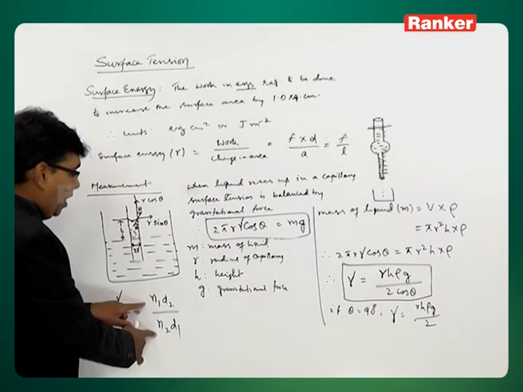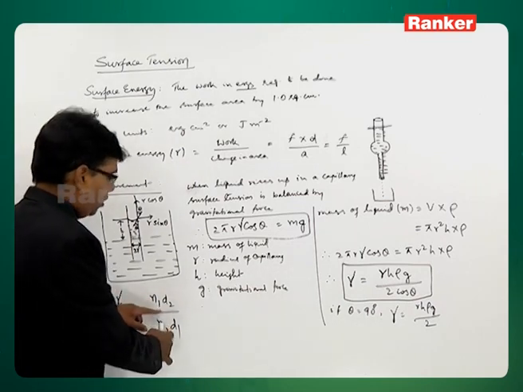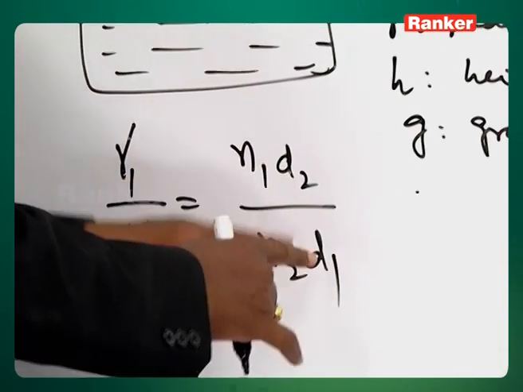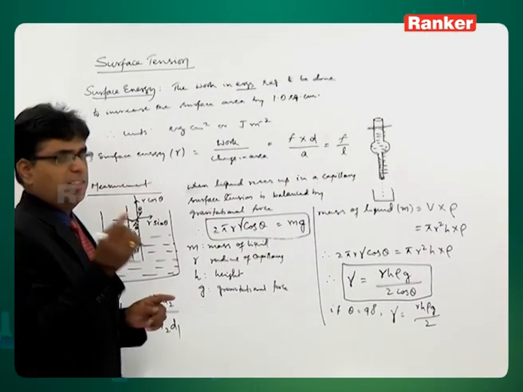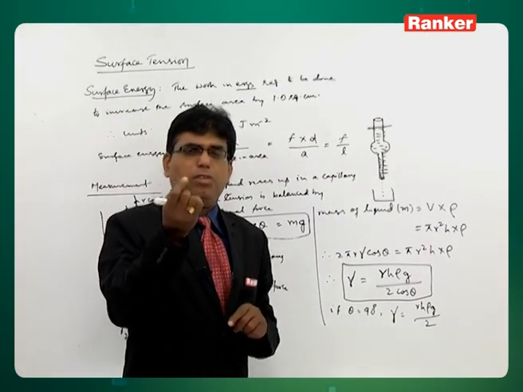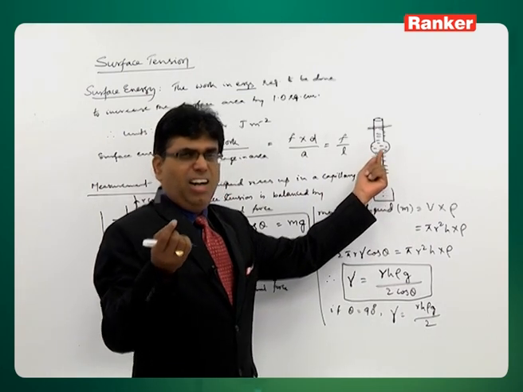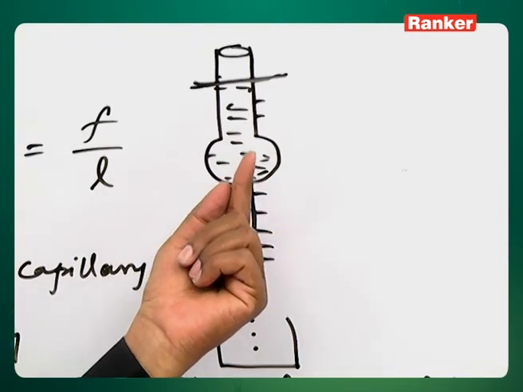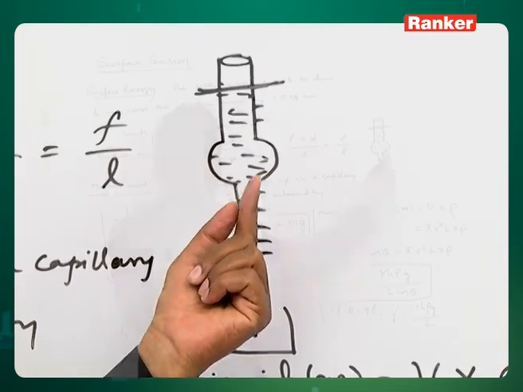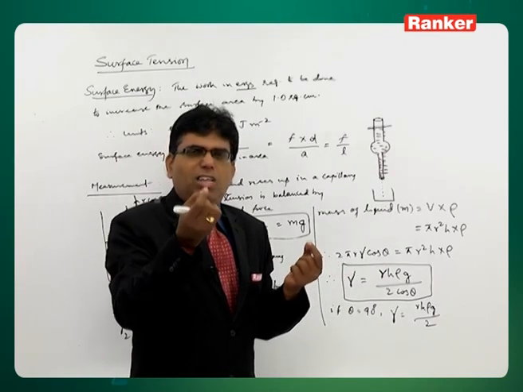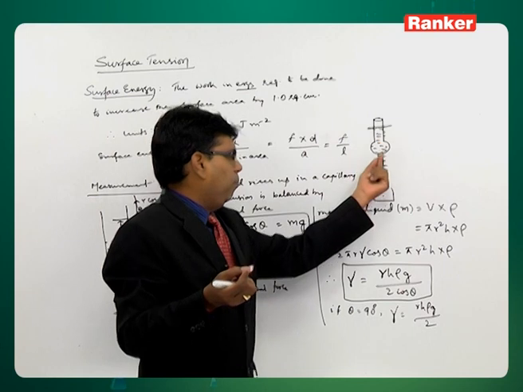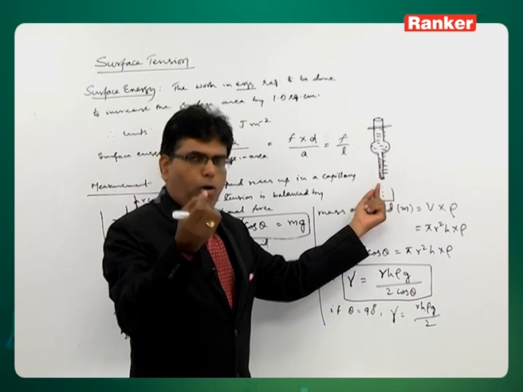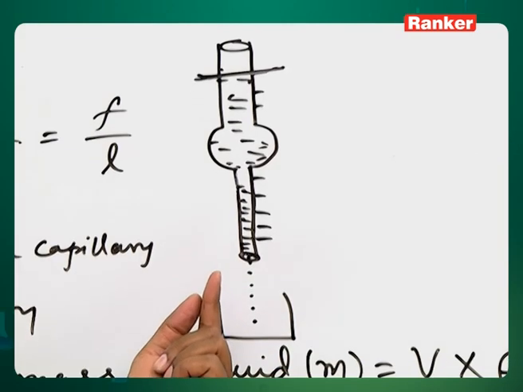N1 and N2 are the number of drops, D1 and D2 are the densities. Gamma 1 by gamma 2 is equal to N1 by N2 into D2 by D1. As you can understand very easily, suppose you fill water first and then oil or honey, castor oil, any such thick liquid whose density is more. It is common knowledge that the water droplets collected through this flow will be more than the thick liquid, the liquid whose density is more.